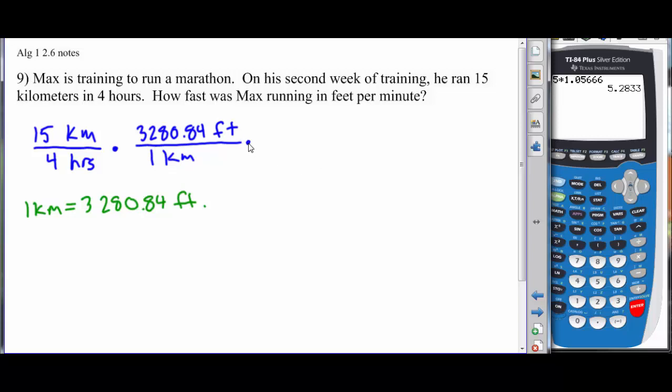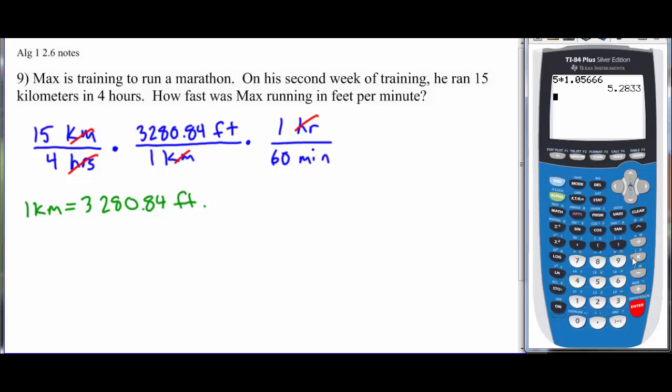And we also need to change hours into minutes. So 1 hour, as we know, is 60 minutes. Now when you just look at labels here, you can see hours will cancel, kilometers cancel. All that we're left with are feet per minute. Now, some of you may be able to do that math in your head. As for me, I'm going to go ahead and use the calculator to help me out. So I'm going to do 15 times 3280, and I will divide that number by 4, and I'll also divide that number by 60.